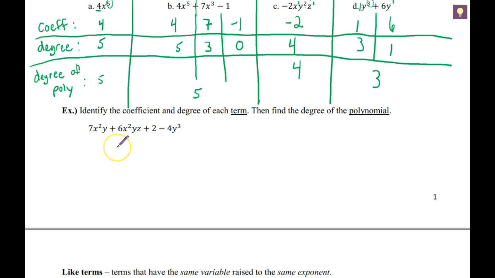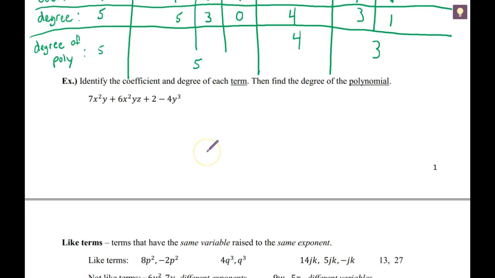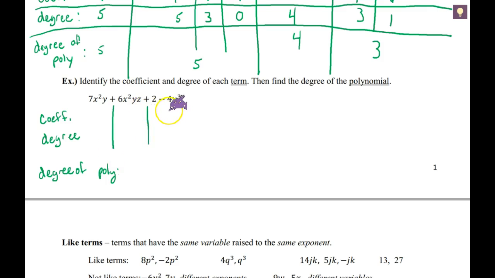Alright, we're looking at this example. It says, identify the coefficient and degree of each term, then the degree of the polynomial. So again, I need to find the coefficient of each term, the degree of each term, and then the degree of the polynomial. Alright, so I have to look at these terms individually, and I want the degree and coefficient of each.